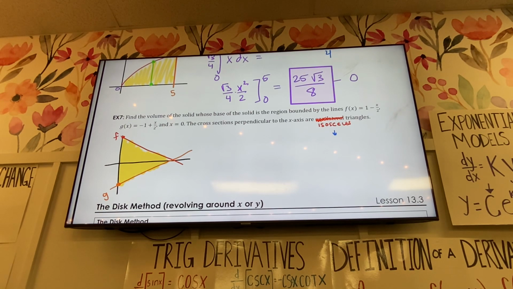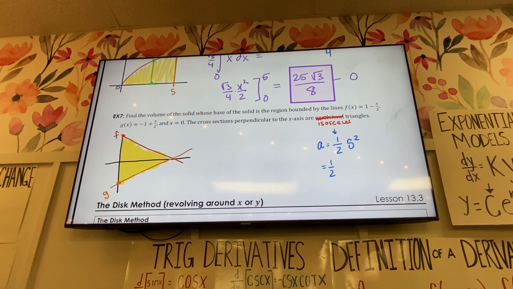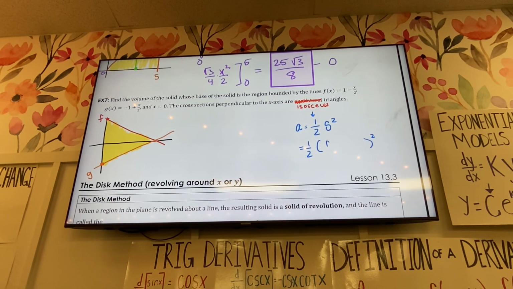All right, so isosceles, which is what area? 1/2 S squared. And for the S, that's going to be top minus bottom. So that's going to be f of x minus g of x. So top function, which is f, bottom function, which is g. Now this is your area equation. We have to figure out the bounds and figure out the actual interval that we would type in.